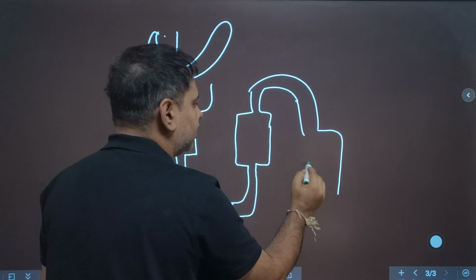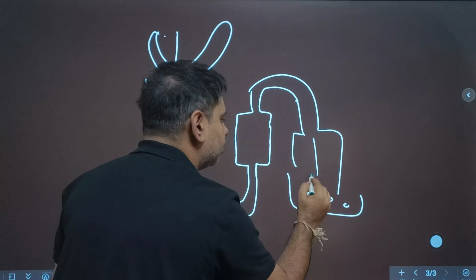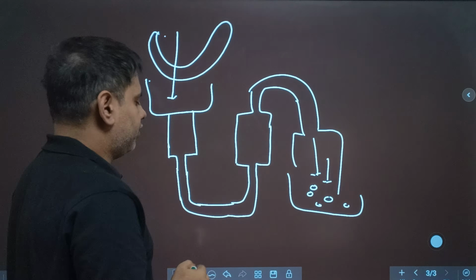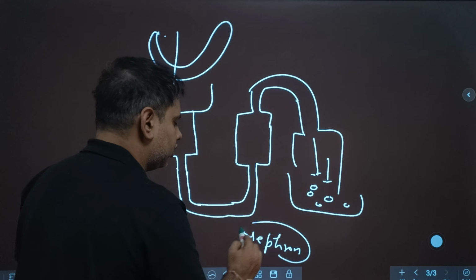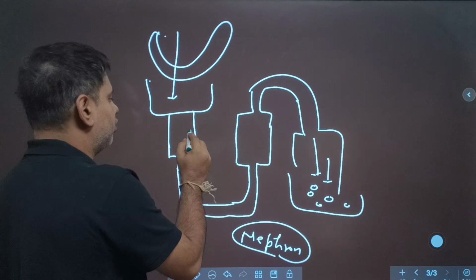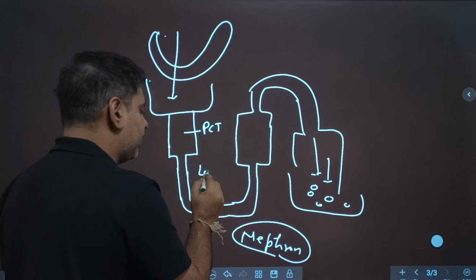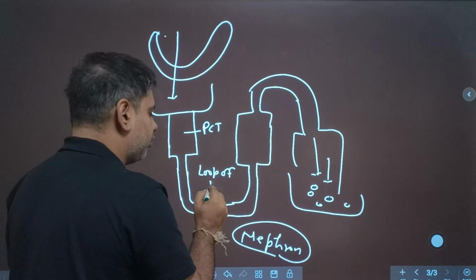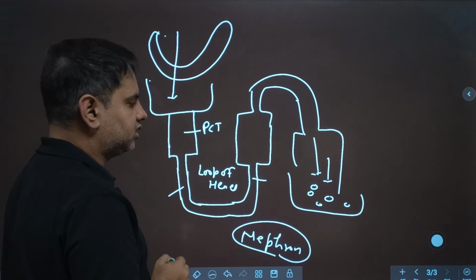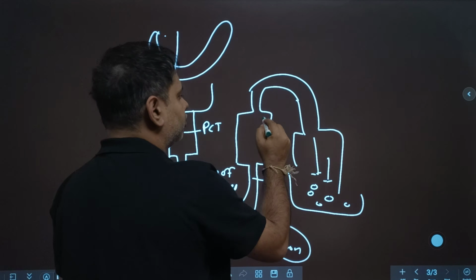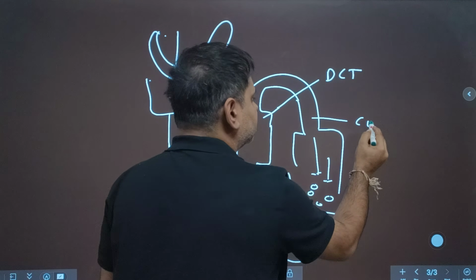And then there is the collecting duct. This is where your urine is formed, right? If we talk about the nephron, that is the functional unit of the kidney. The nephron has the PCT, which we call the proximal convoluted tubule. There is a loop of Henle, a descending limb and an ascending limb, right? Then there is the DCT, the distal convoluted tubule, and then the collecting duct.